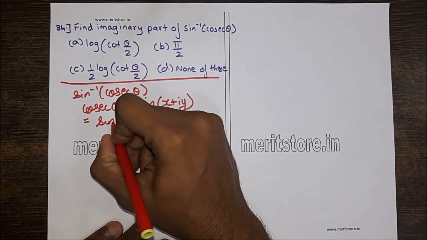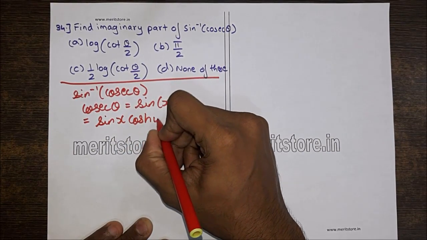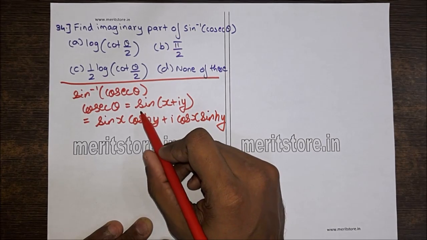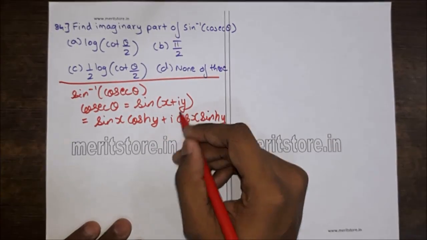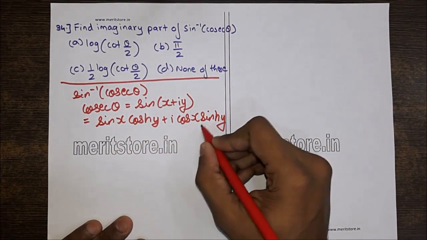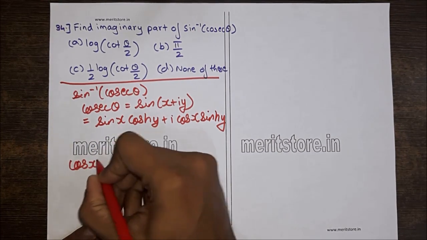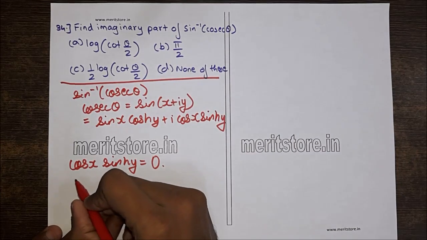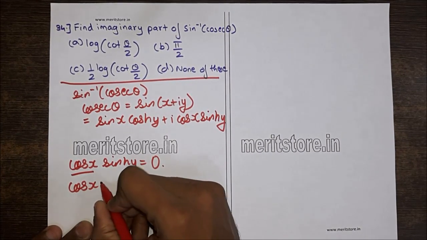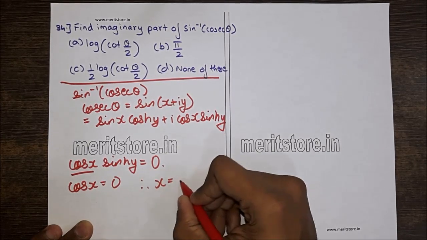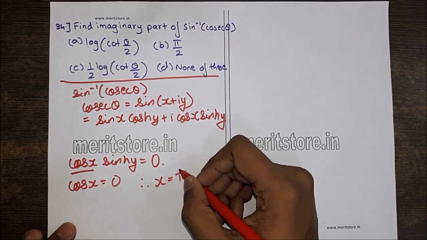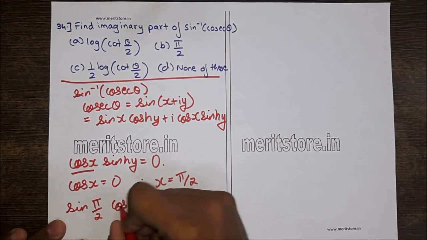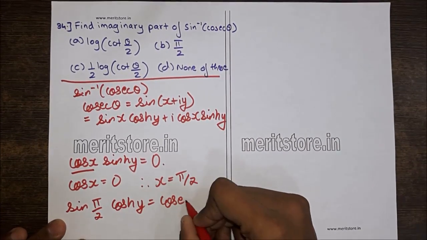Which is equal to sin x cos hyperbolic y plus i cos x sin hyperbolic y, which we get by expanding using the formula sin a plus b. Now comparing the real and imaginary parts from the above equation, we get cos x sin hyperbolic y is equal to 0. Therefore, we know that cos x would be 0, giving us x as pi by 2. Substituting x for sine, we get sine of pi by 2 cos hyperbolic y is equal to cosec theta.